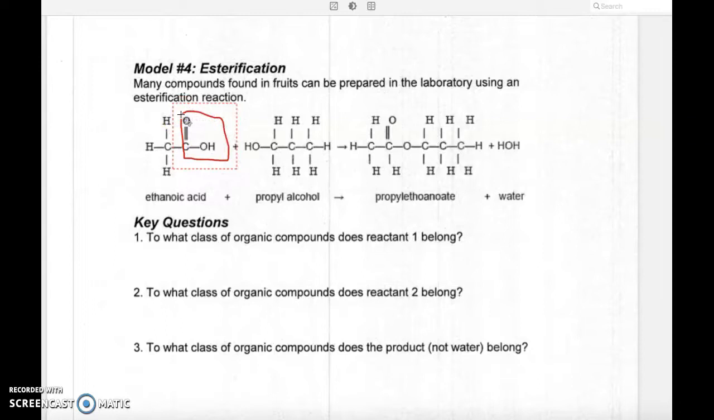So, if we look at what produces an ester, we'll notice that this has an organic acid functional group, right? So this is ethanoic acid. It has an organic acid plus propanol alcohol, which has the OH right here, right? So it takes an acid plus an alcohol to create an ester, which is right here. It takes an organic acid plus an alcohol to create an ester.